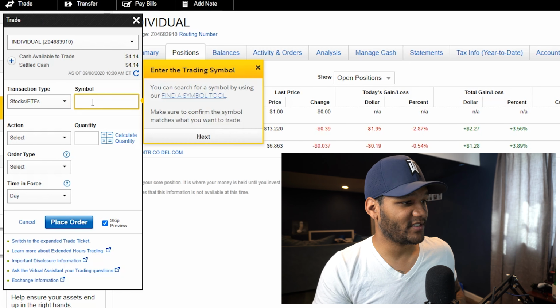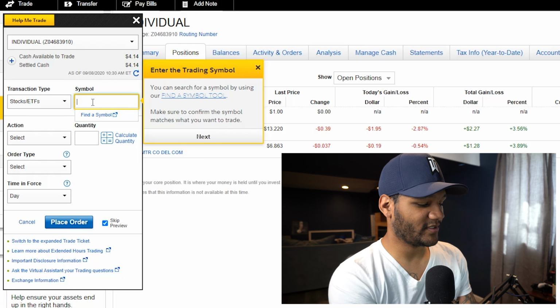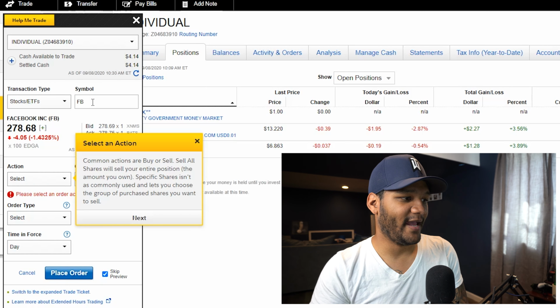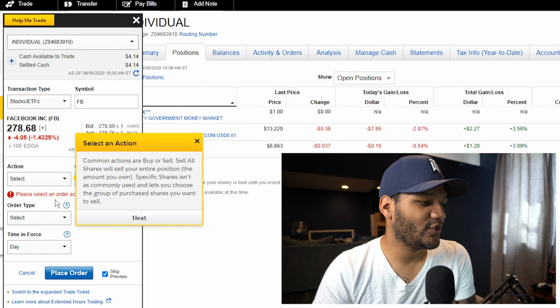You're going to want to select your symbol. So they're going to say, hey, what's your symbol? I'm going to select Facebook and then hit enter. And then it's going to take you to the action. So you see the price here, you see the change today, you see the bid, the ask, all of those different types of things. And then they're going to ask you for the action.